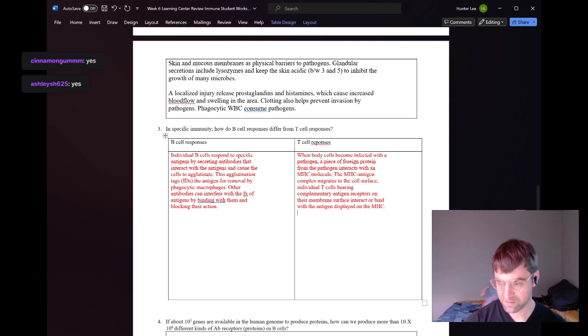Cytotoxic T cells bind to those foreign particles, foreign proteins rather, and the cytotoxic T cells act directly by killing the infected cell. Scorched earth policy.